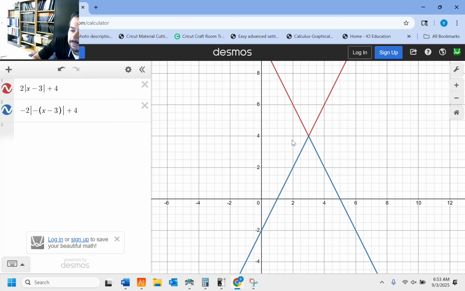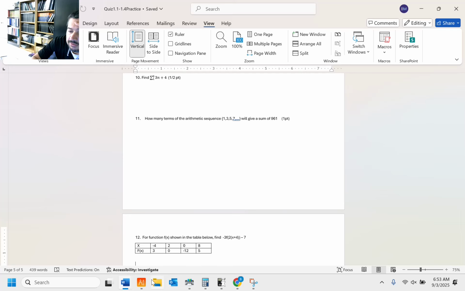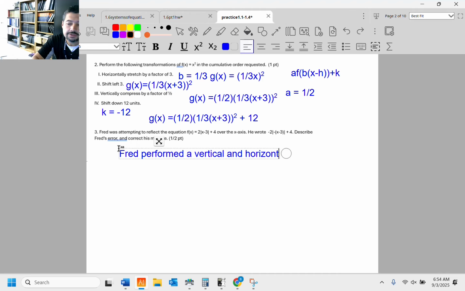Okay, so what did Fred do? Fred actually performed a vertical reflection. He did not perform an x-axis reflection. And this is just plain nonsense. Like, it does nothing. Horizontally reflecting a V doesn't do you a lick of good. So what did Fred do? Well, Fred did 2 things. Fred performed a vertical and horizontal reflection.